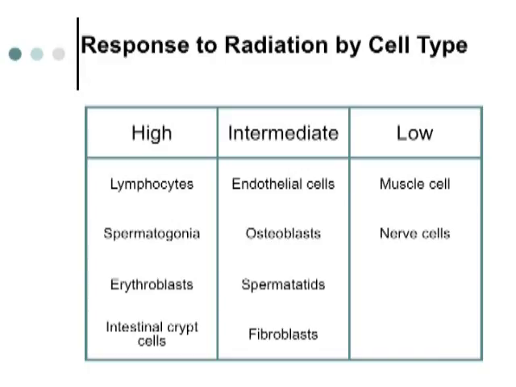So highly sensitive would be the lymphocytes, the spermatogonia, the erythroblast. A blast is an immature cell, so immature cells are still dividing, so they tend to be more sensitive. And then, of course, as you mentioned, the intestinal Krebs cells.